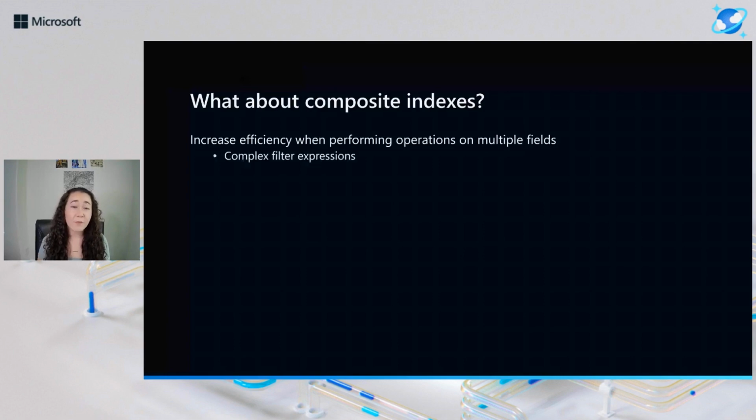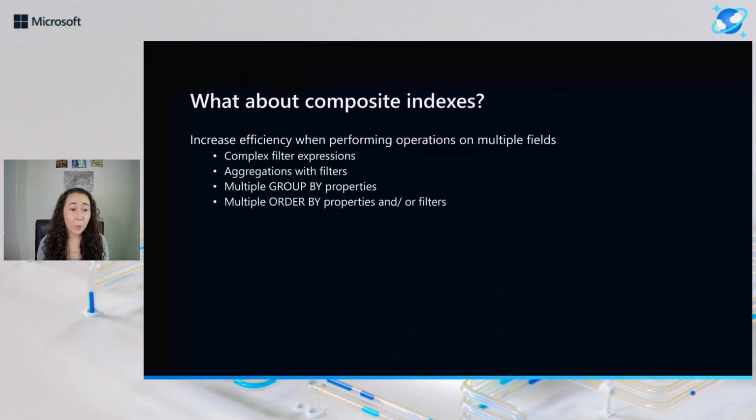This is really helpful if you have complex filter expressions. So maybe you have an equality filter and also a range filter, or if you have an aggregation with some filters, if you have multiple group by properties, so you're grouping by two things, or if you have multiple order by properties. Order by needs to be served from an index. So if you want to order by multiple things, you actually are required to add a composite index. Otherwise, your query won't run. But even if you just have one order by property and you add a filter or some other operation, a composite index can really help you get better performance.